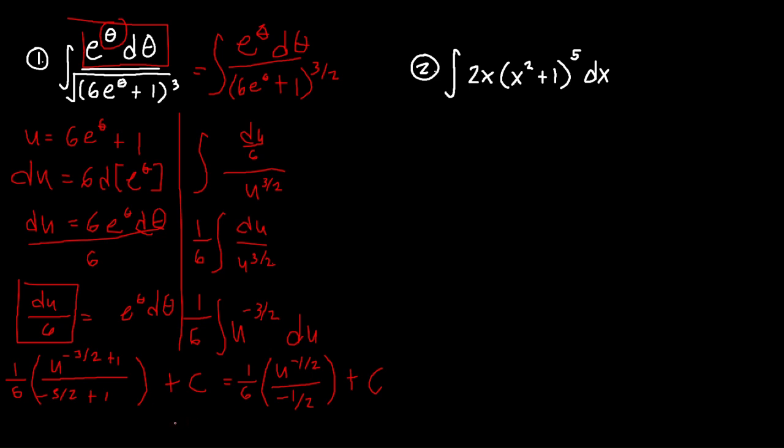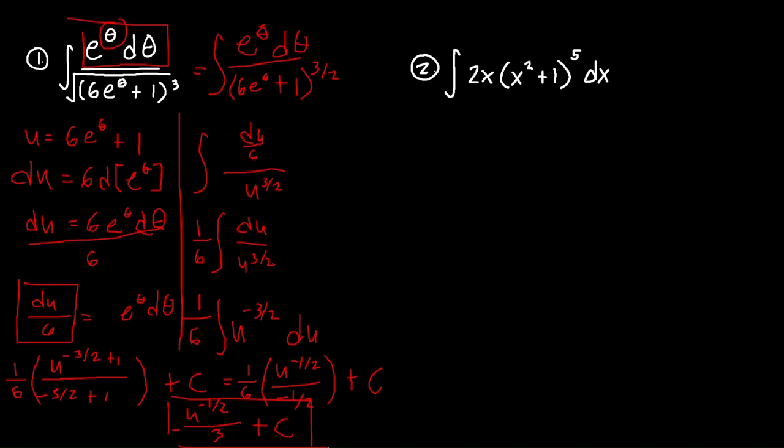So I can rewrite this as negative u to the power of negative 1/2 over 3 plus c. And that is your final answer. It is simplified.